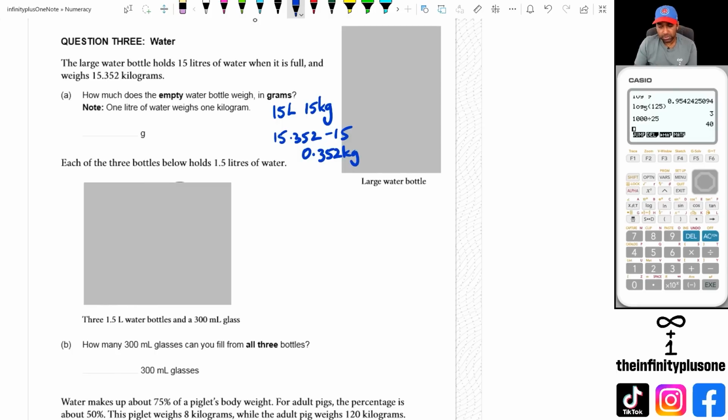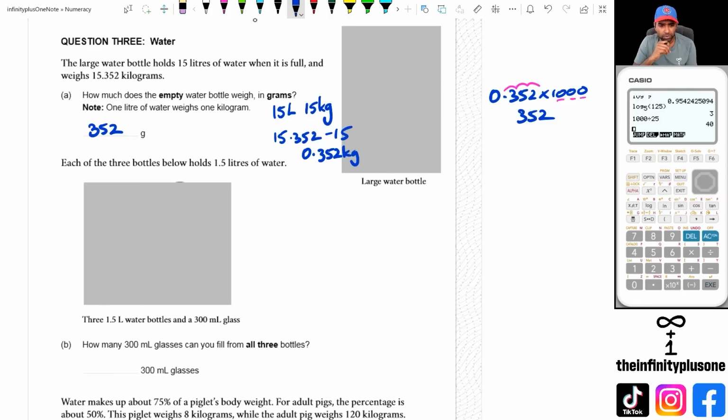Converting that to grams, we multiply it by 1,000. So 0.352 times 1,000. Basically, all that means is the decimal point is going to move 3 places because of 3 zeros, and we're going to get 352. Now, of course, you can actually use the calculator for it, but I'm just showing you how you can do it without the calculator as well.